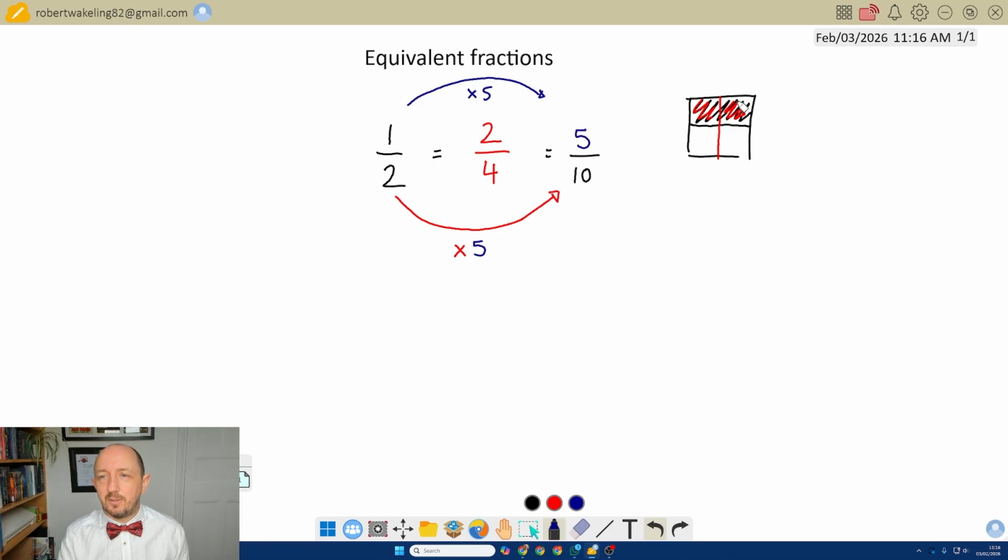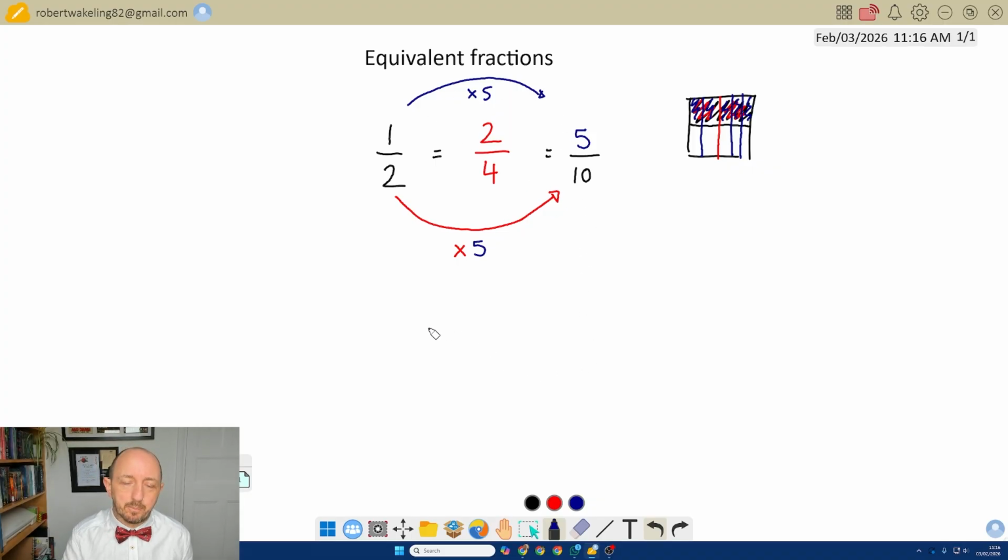I'm not going to draw that very easily on here, but maybe if I split that into 10 pieces, 1, 2, 3, 4, 5, 6, 7, 8, 9, 10, you can see that this top half here, 1, 2, 3, 4, 5 of those are shaded in. So 5/10 and a half are the same thing. We need equivalent fractions for our fraction work later on, like turning halves into quarters or halves into tenths. We need to understand this sort of times by top and bottom the same number. So times the bottom by 5, times the top by 5.